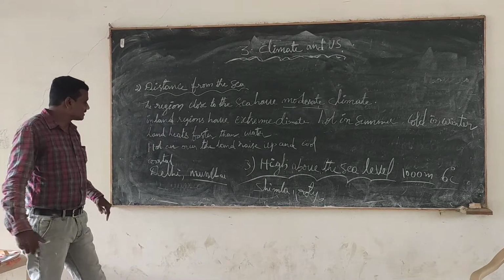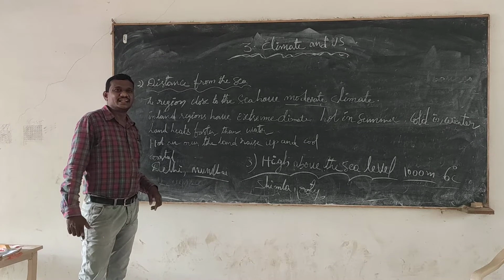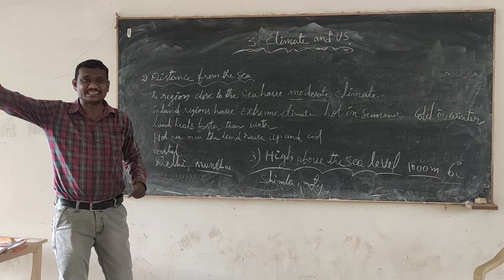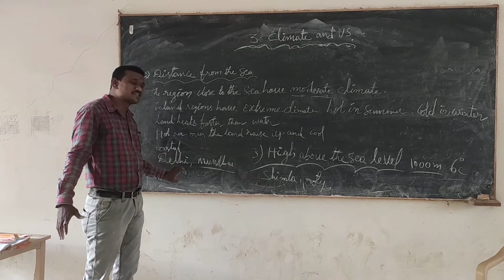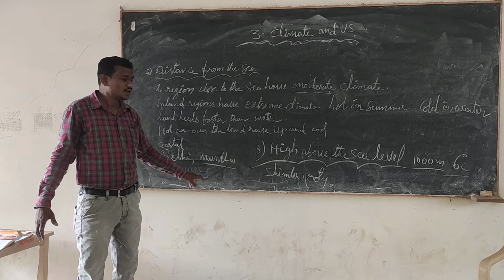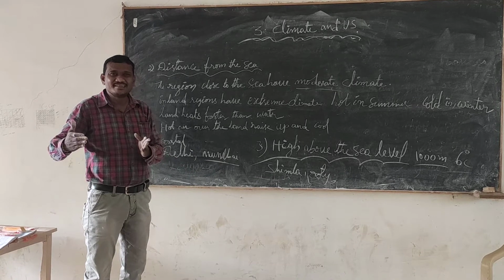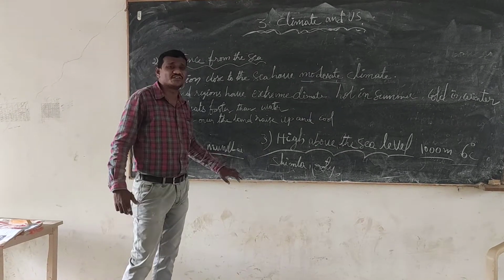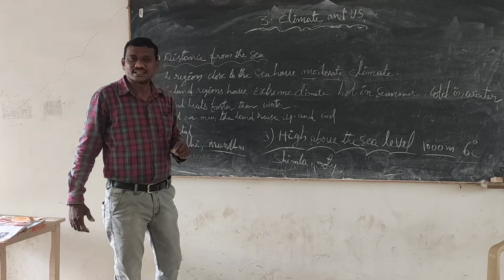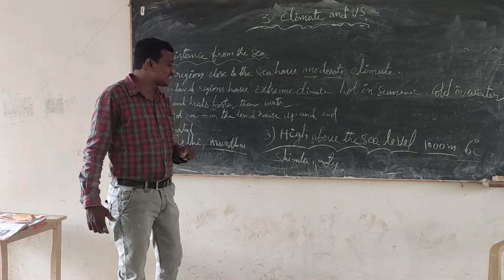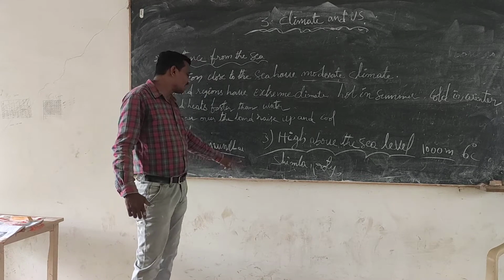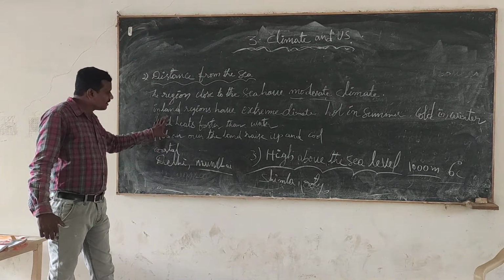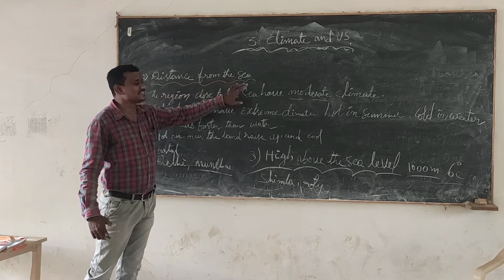The best example is Delhi. Delhi is much away from the coastal area, much away from the sea. So the climate of Delhi is extreme compared to Mumbai. Mumbai is located near the western coast of India, near the coast of the Arabian Sea. So the climatic conditions of Mumbai are quite different. Mumbai has a moderate climate and Delhi has an extreme climate. These are the variations of distance from the sea level.